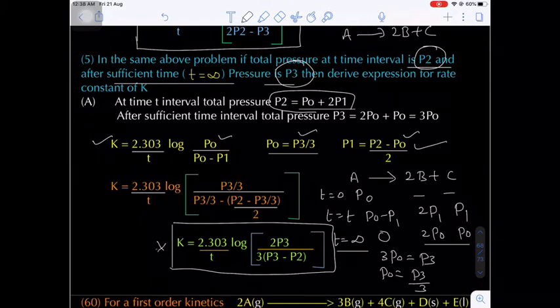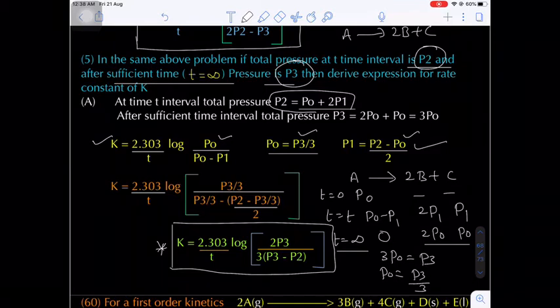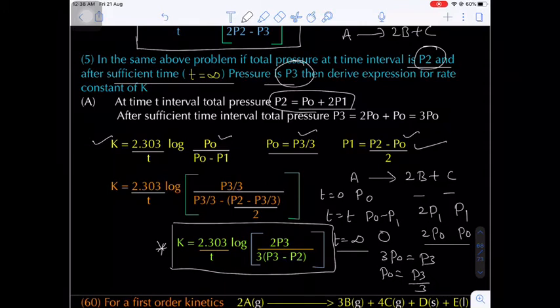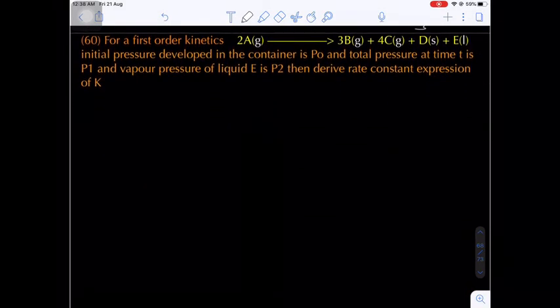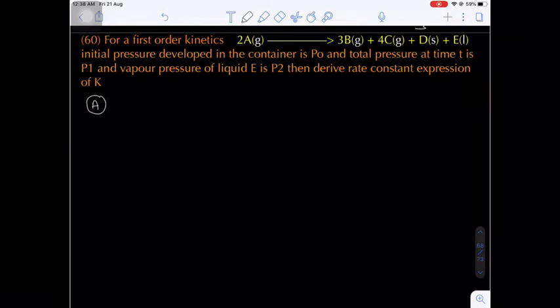This is very important. Now, depending upon the given information, the rate constant expression for first order kinetics changes. Are you getting my point? Now there is one question, question number 60, for first order kinetics. In the given question, the information is given for first order kinetics.